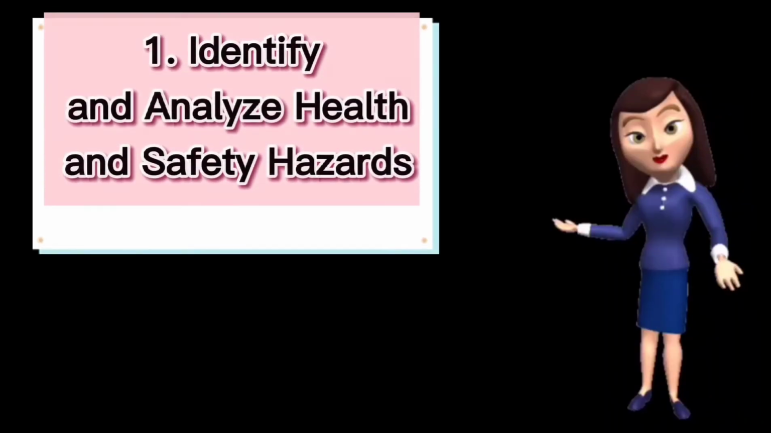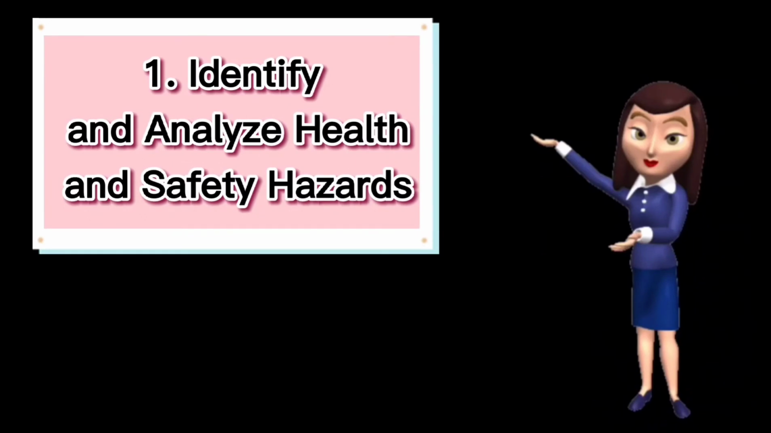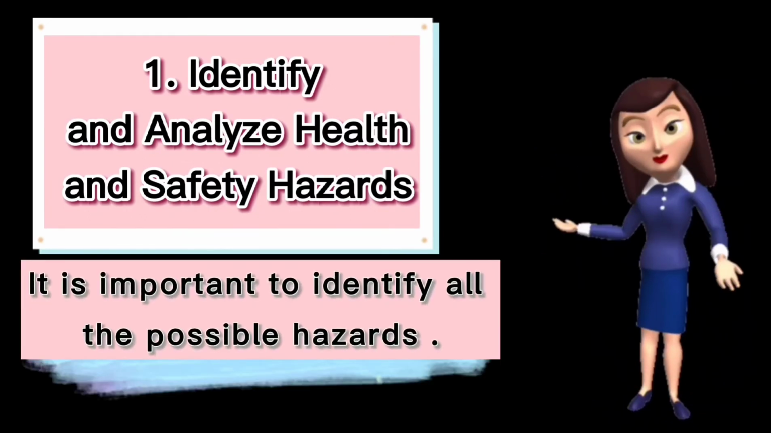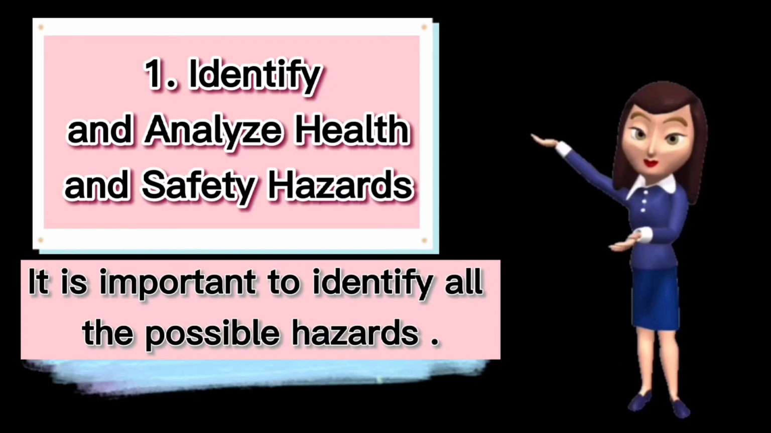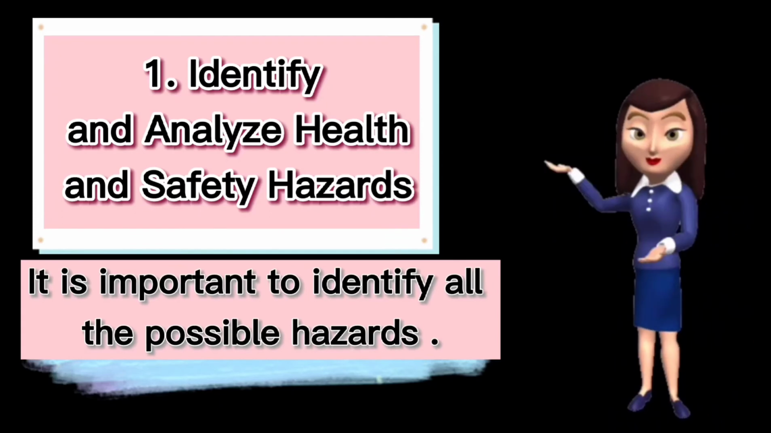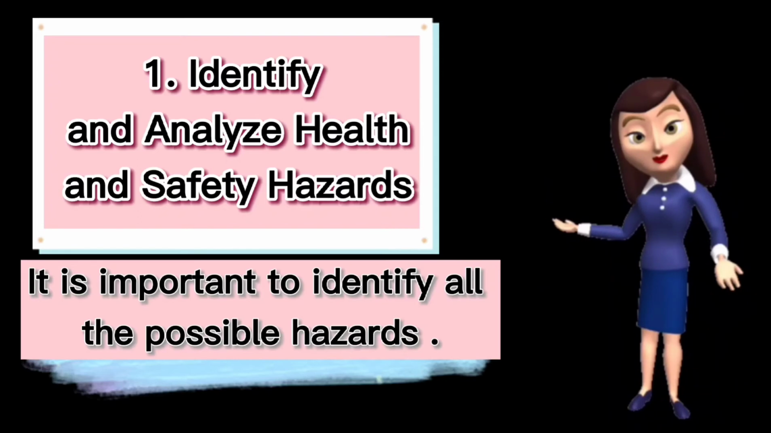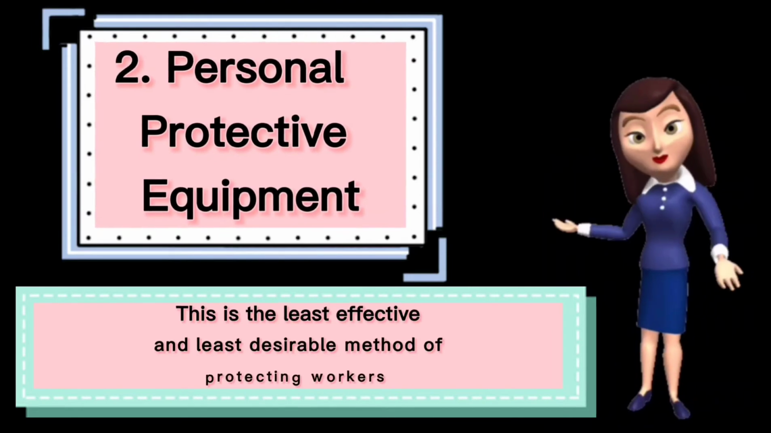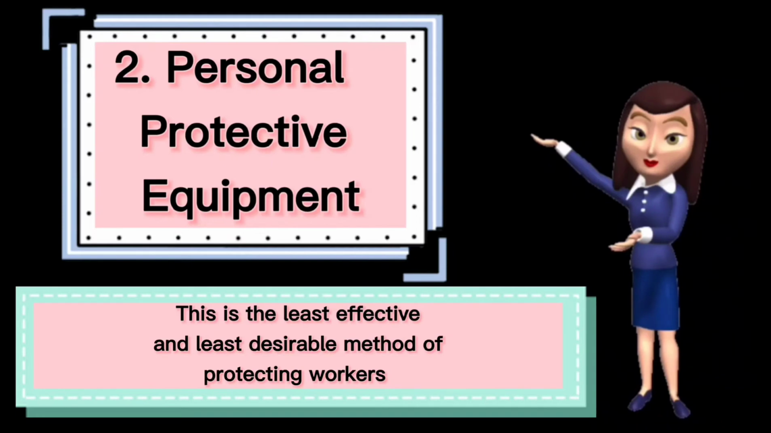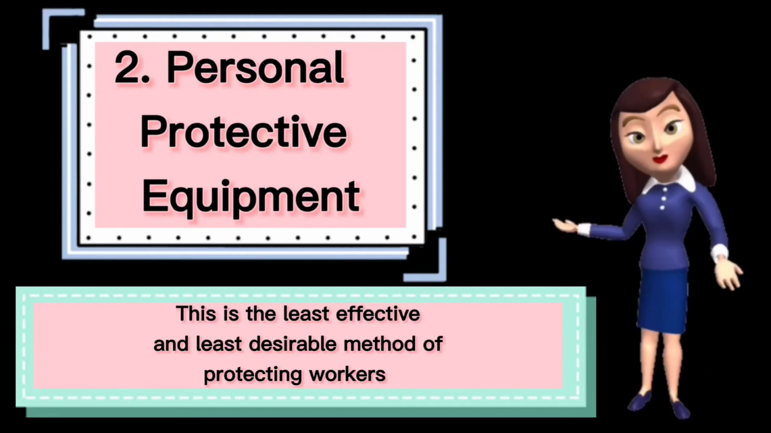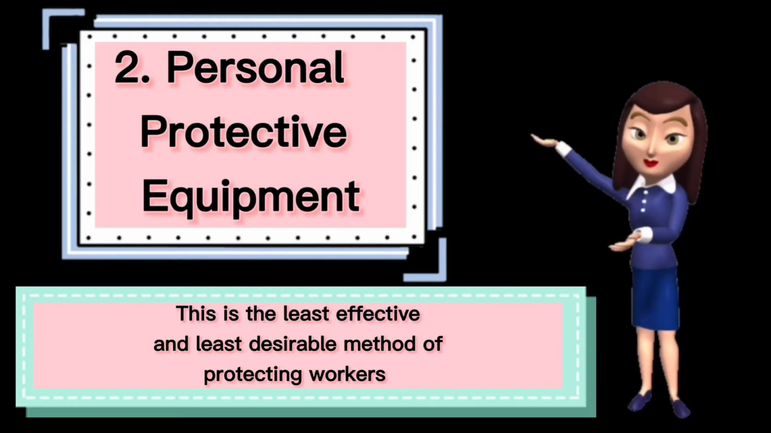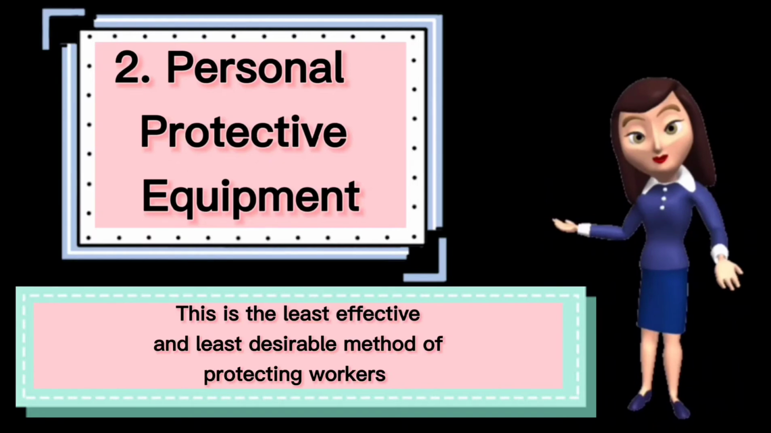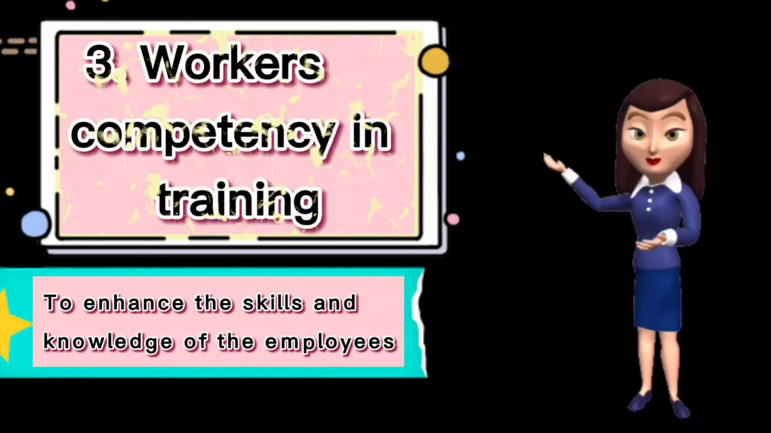Number 1 is identify and analyze health and safety hazards. It is important to identify all the possible hazards that we use in the hotel, restaurant, or any place. Number 2 is personal protective equipment. This is the least effective and least desirable method of protecting workers and is considered the last line of defense against hazard. So, if the PPE is damaged or fails, the worker will be exposed to the hazard.